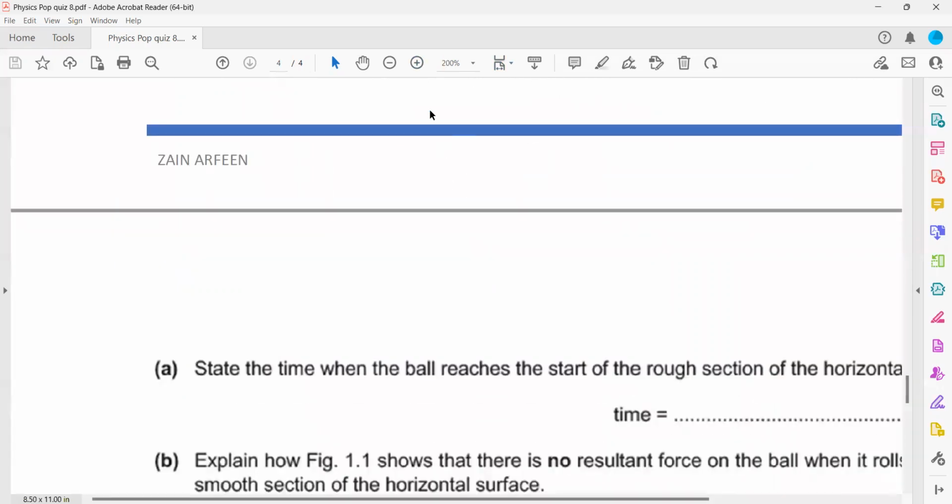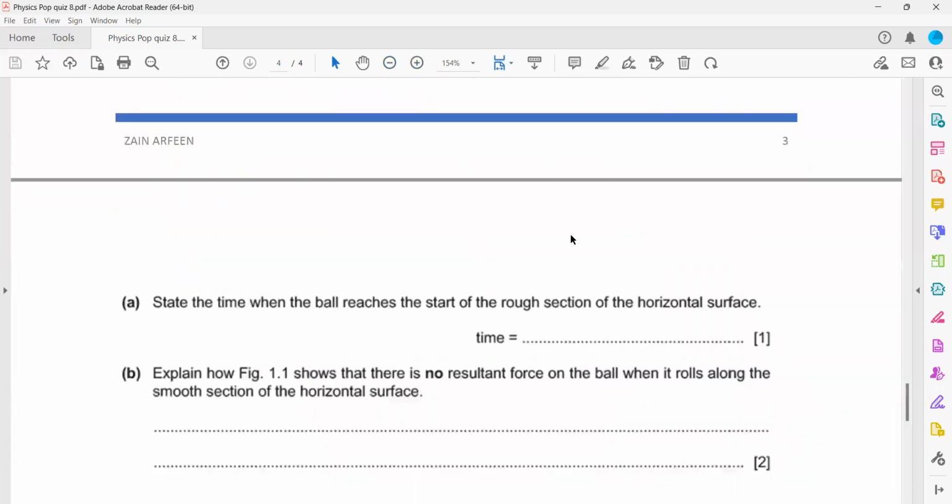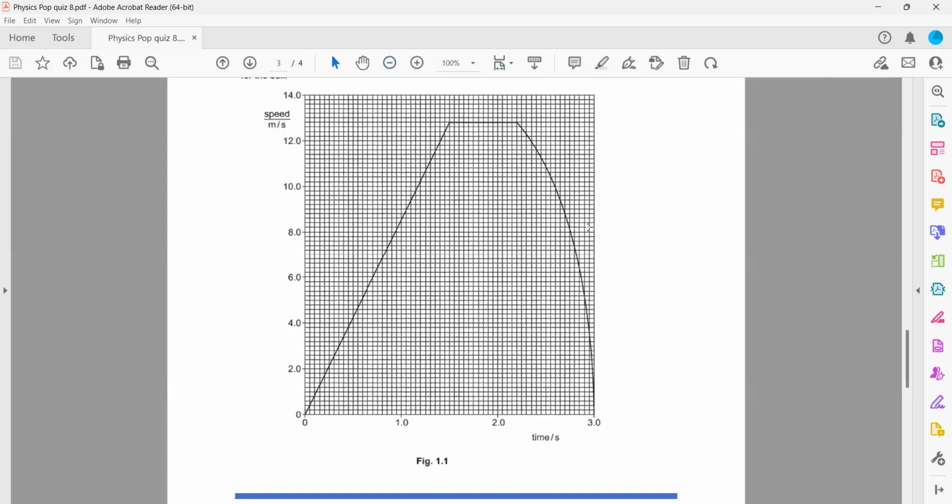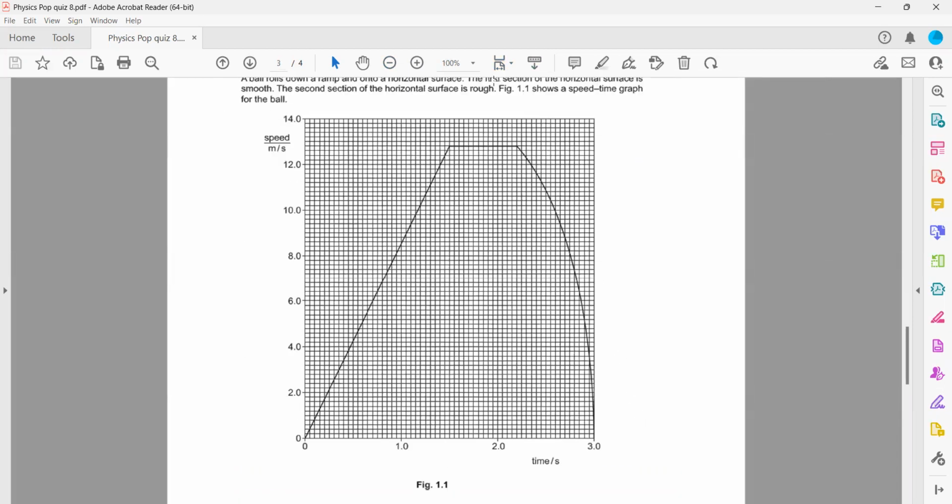State the time when the ball reaches the start of a rough section. So how do we identify that it reaches a rough section? When it reaches a rough section, what will happen? The speed will start to decrease. So at this point, the speed starts to decrease. So we'll find the time. At this moment, we draw a line.